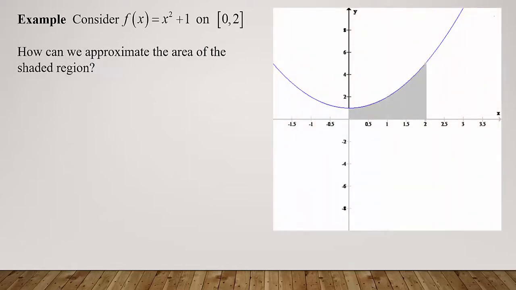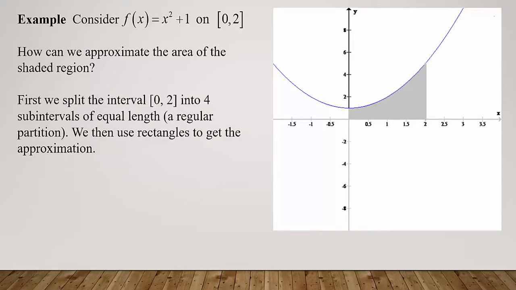So let's now look at an example. This is an illustrative example of what we're going to do. Let's consider the function x squared plus 1 on the closed interval 0, 2. So there's its graph. That's the graph of x squared plus 1. And my question is, how can we approximate the area of the shaded region?